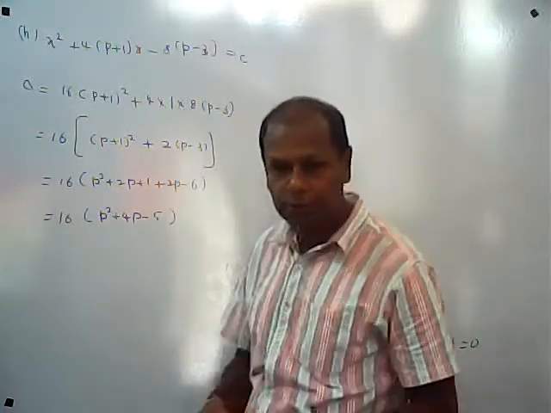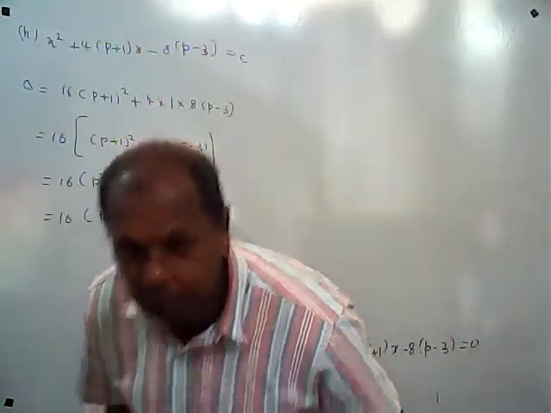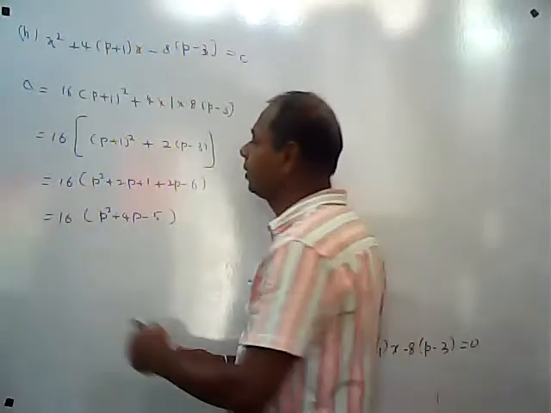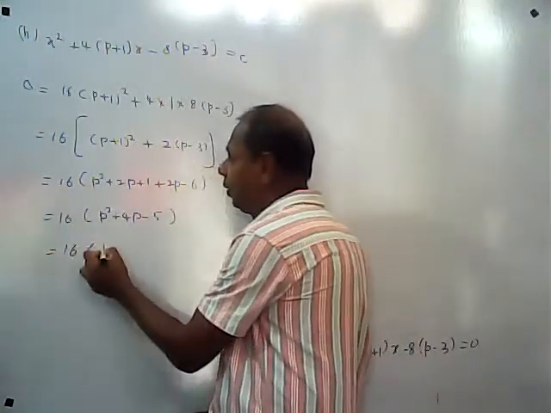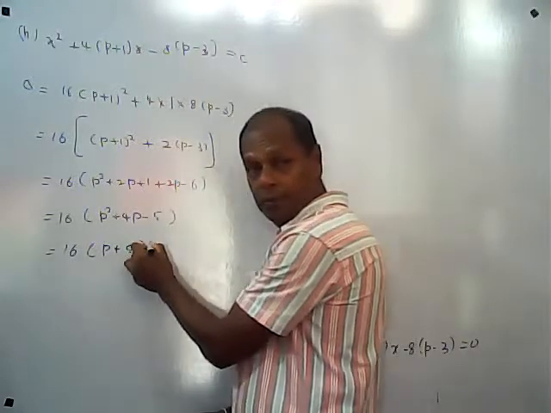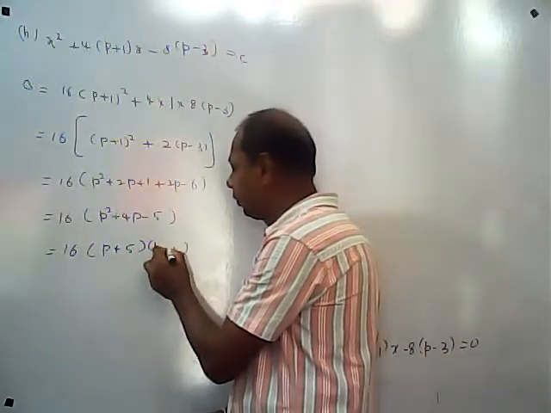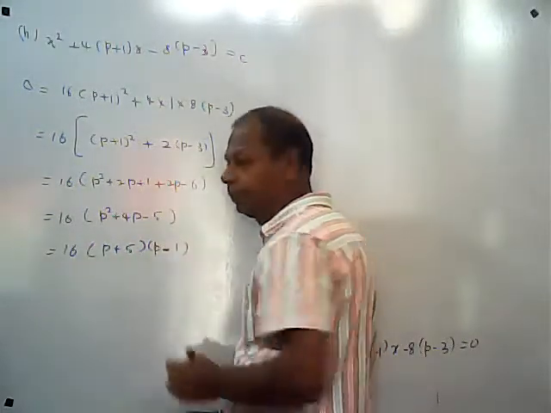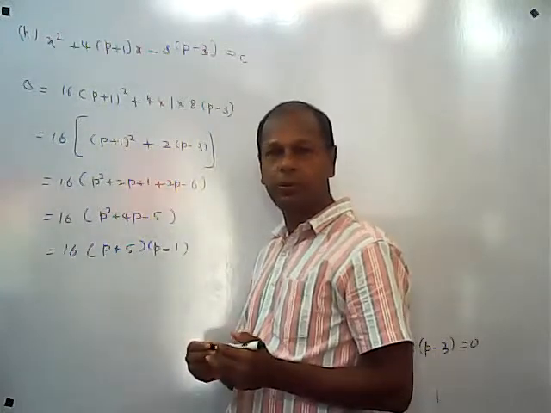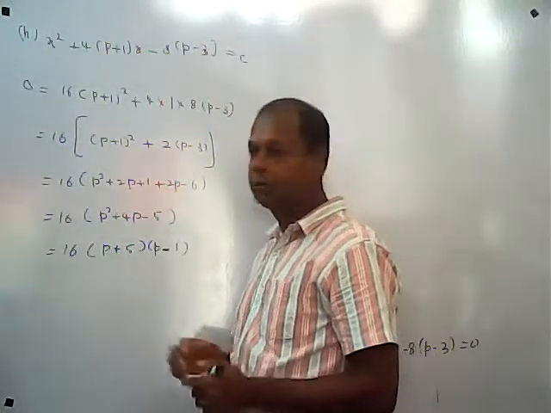Then you see the factors also. Factors are P plus 5 and P minus 1. Okay, if it is correct up to this, then you know what to do. What to do next?